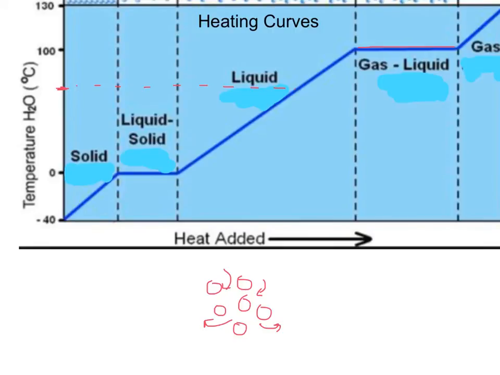What if I wanted you to tell me what the particles look like at 120 degrees? Well, now at 120 degrees, we're a gas. Gas particles are more spread out from each other like this. I should probably do 6 since I did 6 before. And they have that straight line motion.